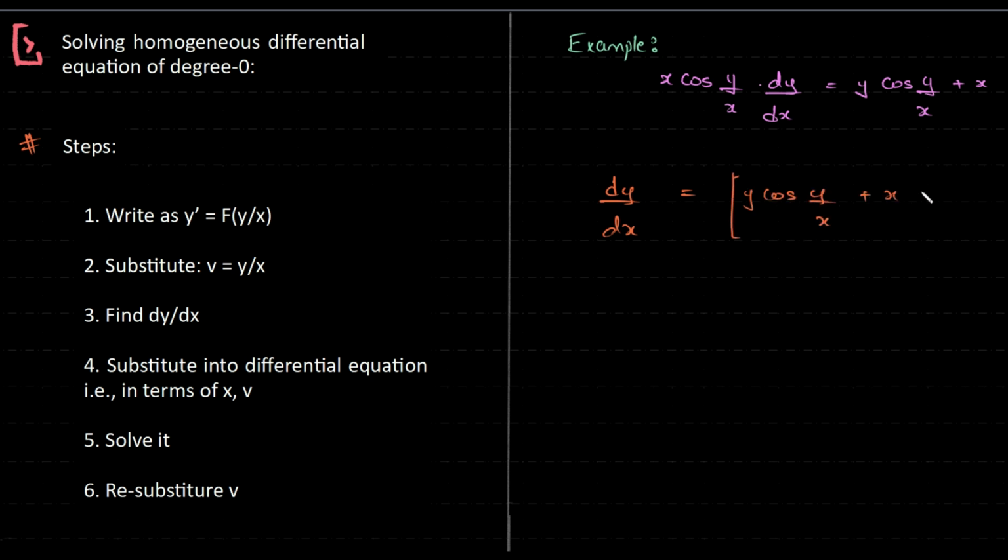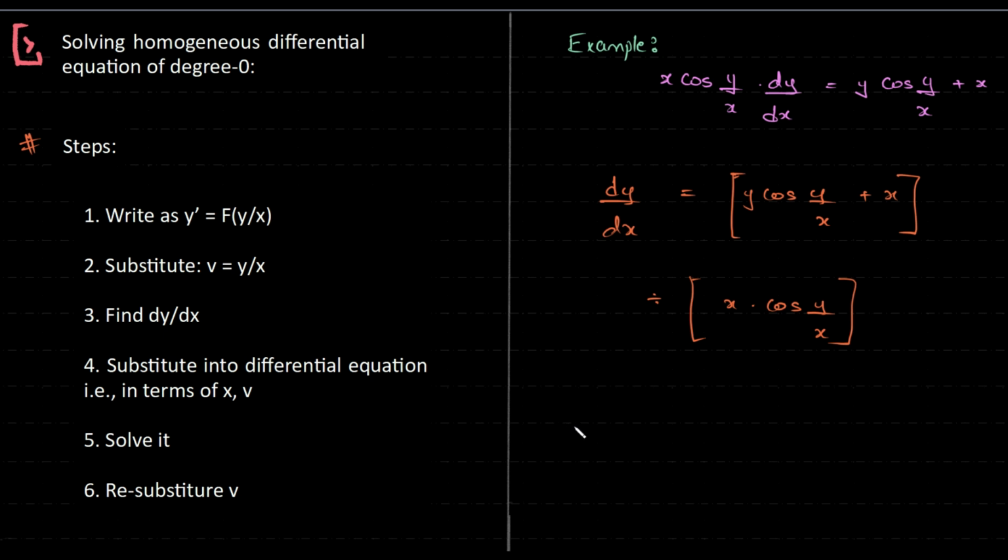x, this expression divided with x cos y by x. But we have to write in the form of y by x, everywhere y by x, y by x. So here we have y by x, good. But over here this is just y and this is just x.